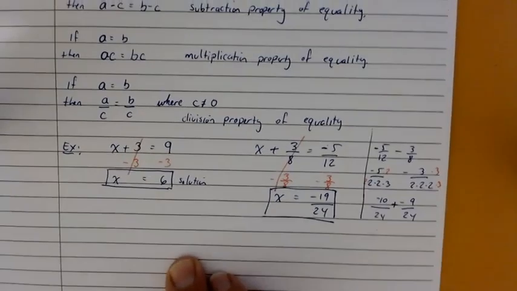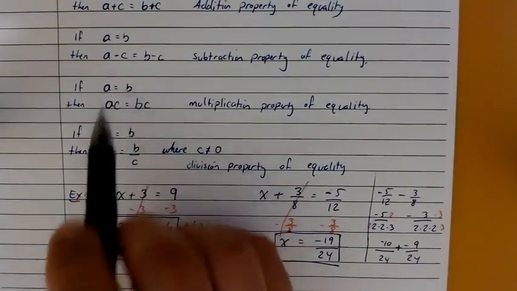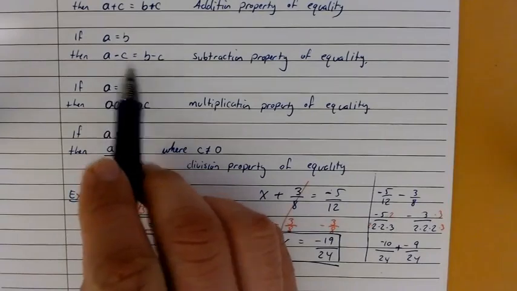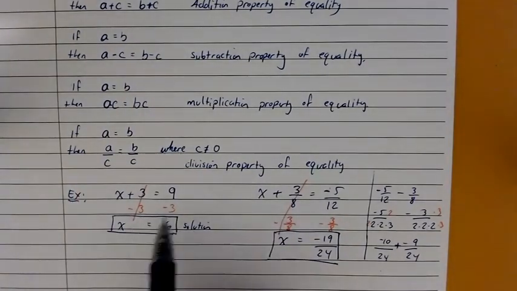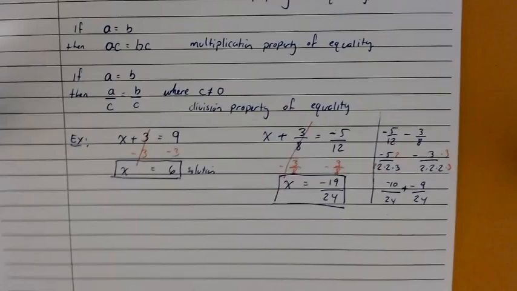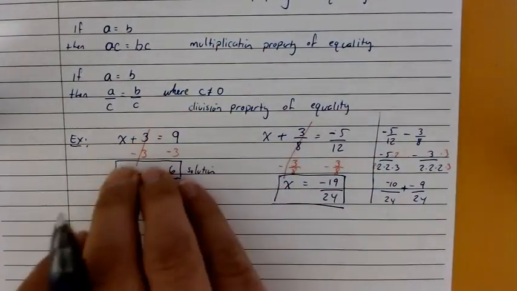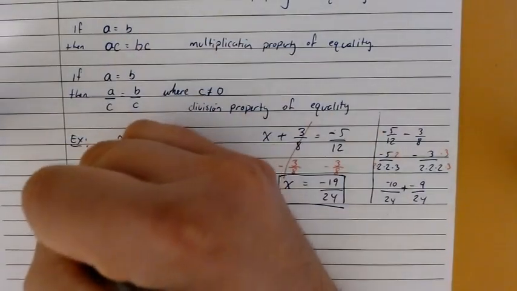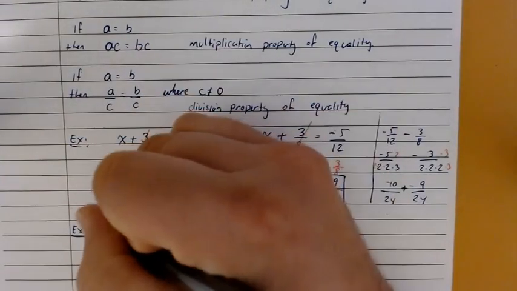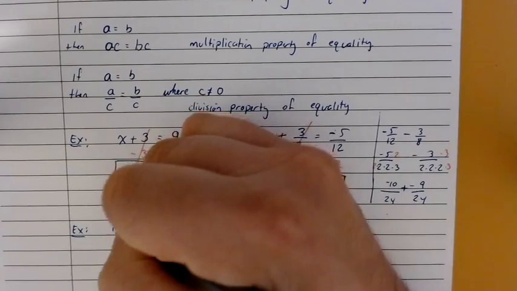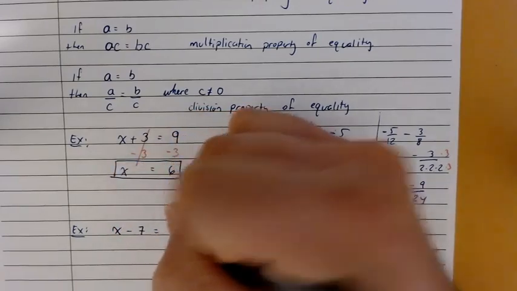This is an example of the subtraction property, because notice, what did I do? I subtracted the same thing on both sides. I subtracted 3 and I subtracted 3. The addition property works pretty much the same way, except I'm using it by adding on both sides. So as an example of that, let's say I have x minus 7 is equal to negative 4.